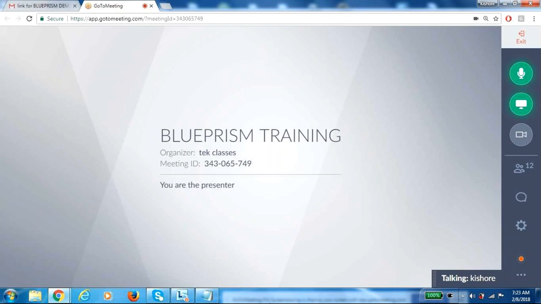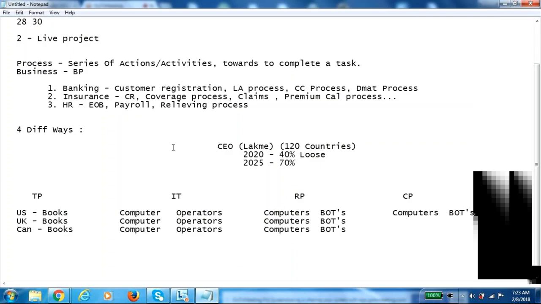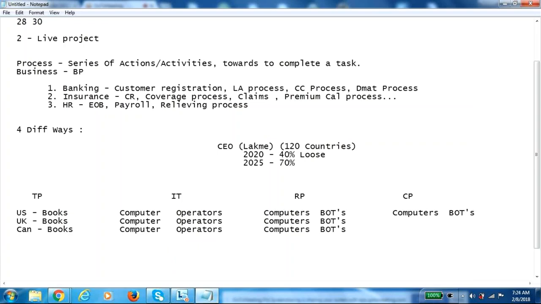That is the reason we'll go one by one step. One by one we will go and complete the process. Yes, that will be quite easy. Now, coming to the next one. This is about the robotic process, and the different business flows.